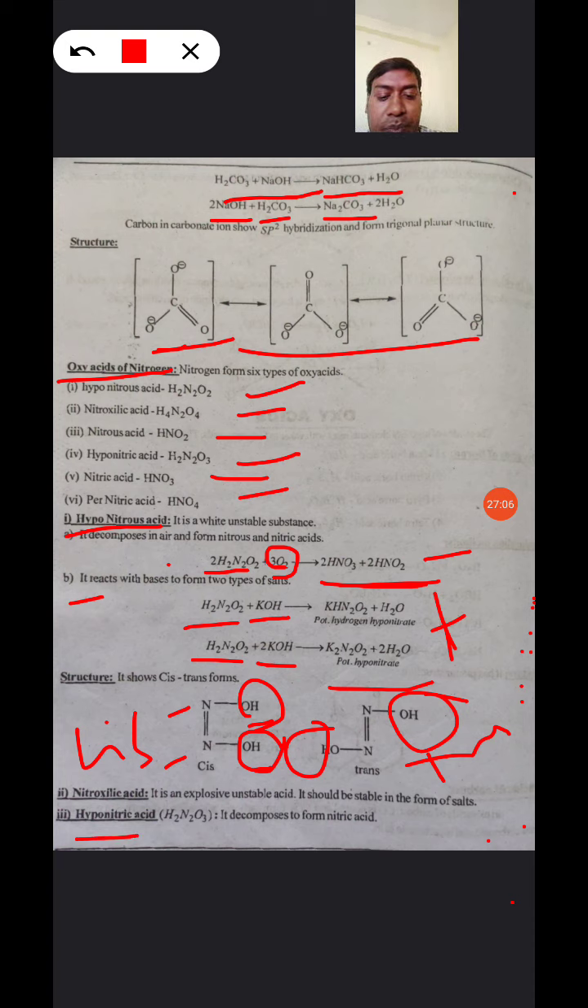The next, hyponitric acid, H2N2O3. The formula of hyponitric acid is H2N2O3. When this hyponitric acid decomposes, it forms nitric acid.